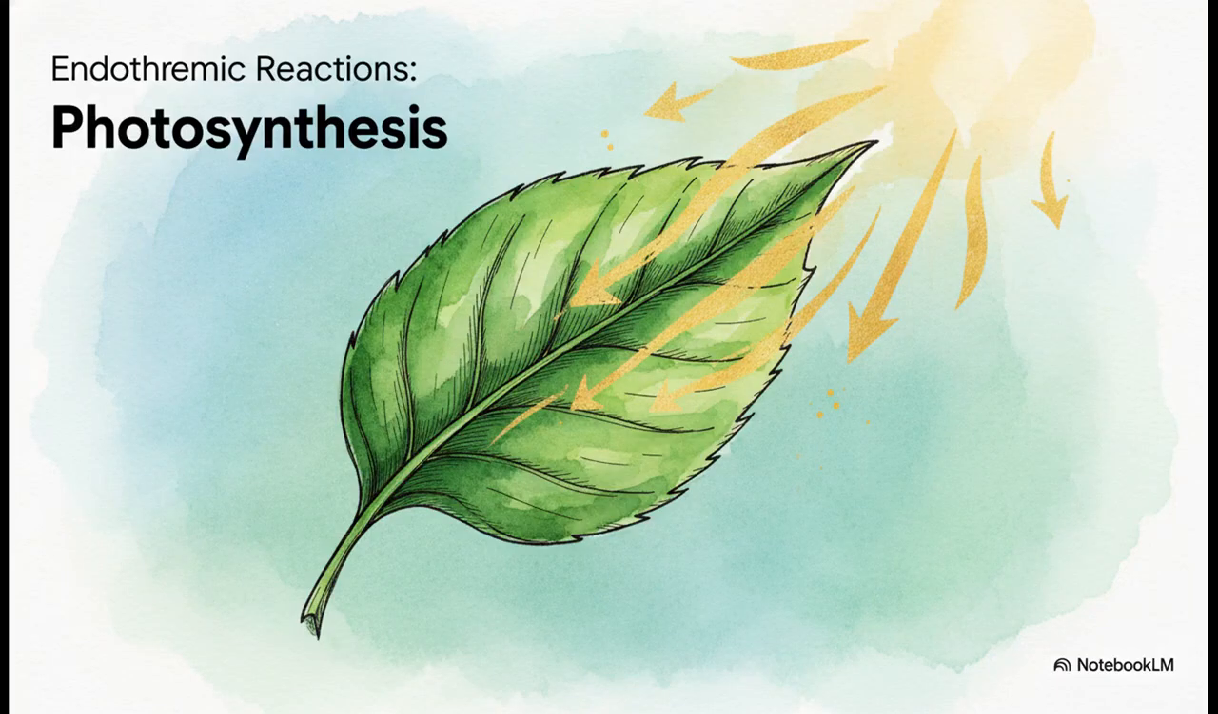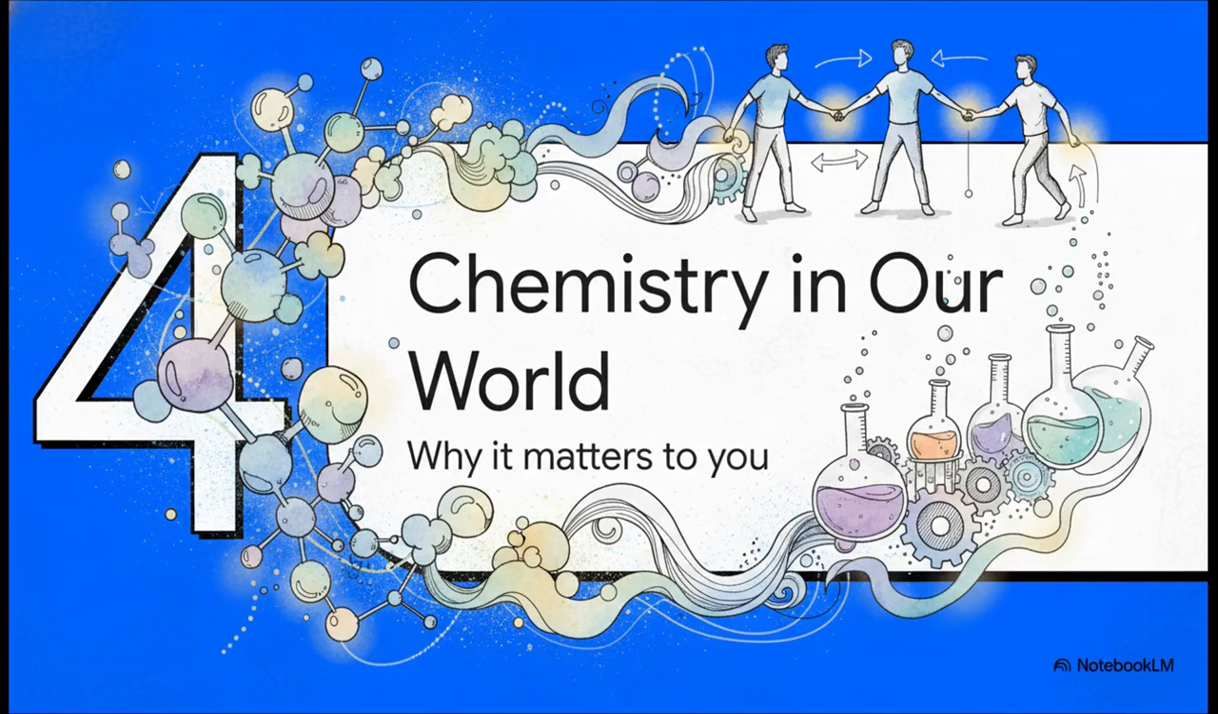Endothermic reactions, on the other hand, are kind of like the chill-out crew. They need to pull energy in from their surroundings just to get going. And probably the single most important example of this on the entire planet is photosynthesis. Plants are literally absorbing energy from the sun to make their food, pulling that energy and heat right out of the environment. So let's recap.